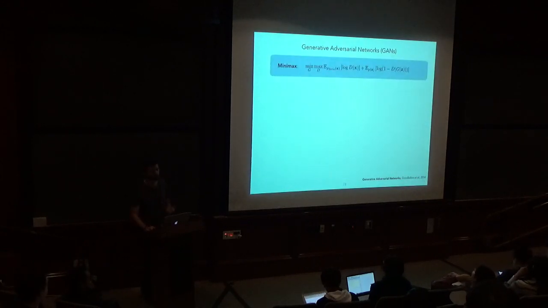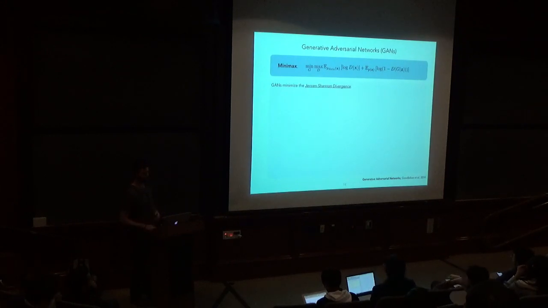And so if you take this objective, you can actually analyze it and see that it results in generative models that minimize what's called the Jensen-Shannon divergence. So for a fixed generator, the optimal discriminator has this form. I won't actually prove it, but it's just some math that gets you to that point.